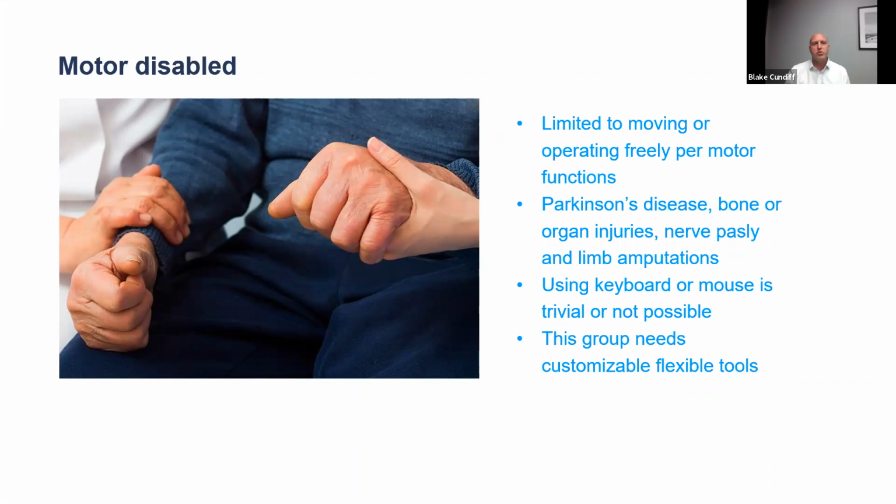Beyond just the visual impairments, there are motor disabled individuals out there. You've got people that are limited in the way that they can move or operate freely with their motor functions: typing on keyboards, Parkinson's disease, other organ injuries, amputations. There are situations where not even the assisted device that ties to a keyboard or a mouse is usable, so they need a different type of customizable tool. There are headsets that have technology that follow where a person is looking and how that interacts with the keyboard and the screen.